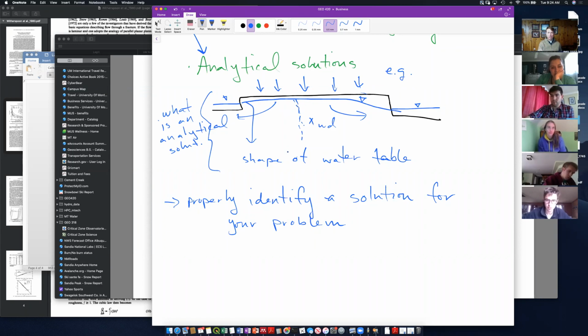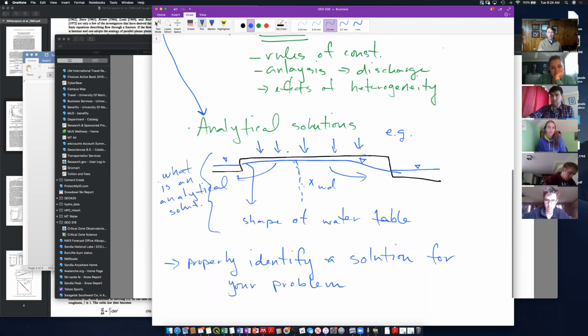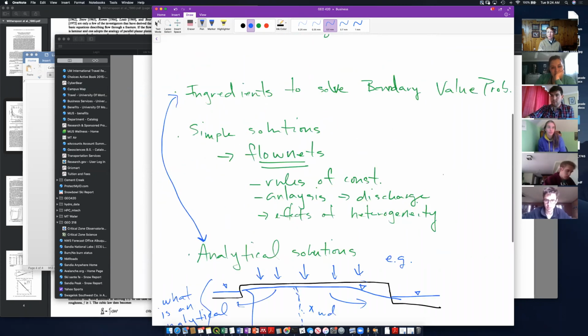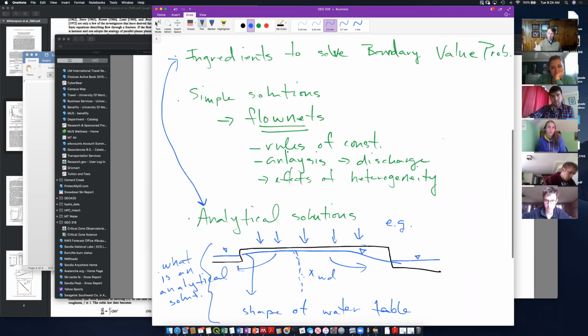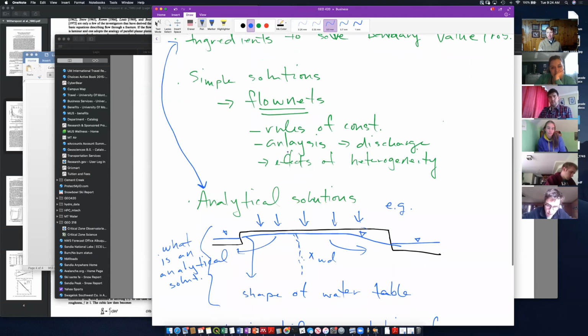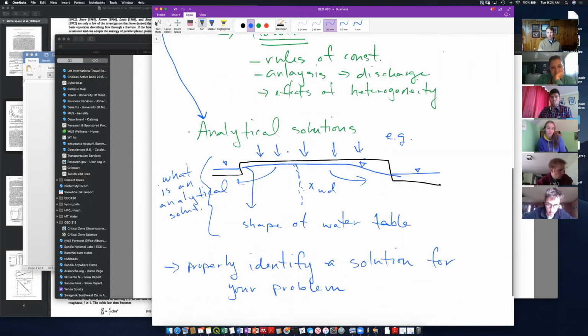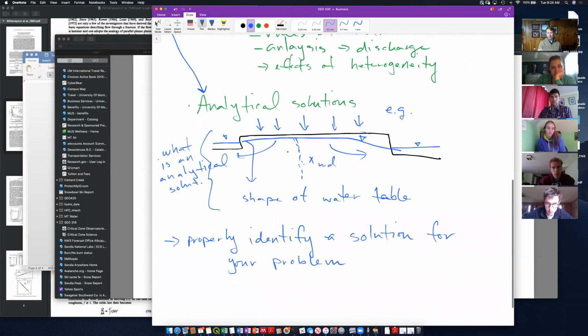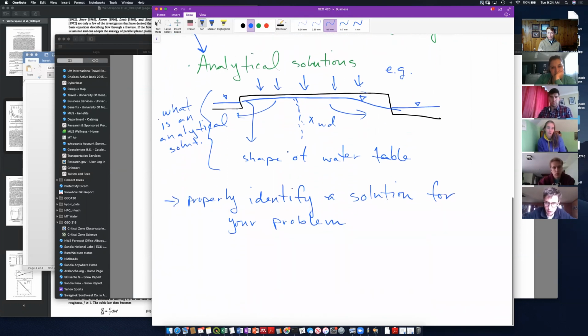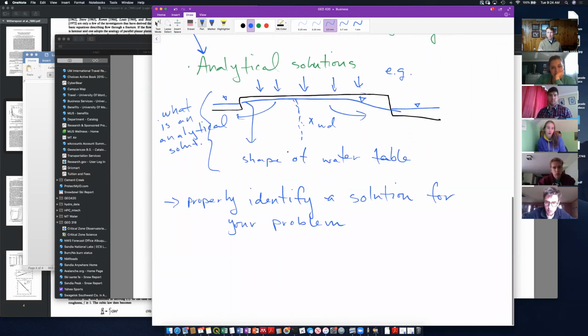So this is the key. In a nutshell, the key to solving the boundary value problem is understanding what ingredients you have and then what solution fits those particular sets of boundary conditions, governing equations, and properties.